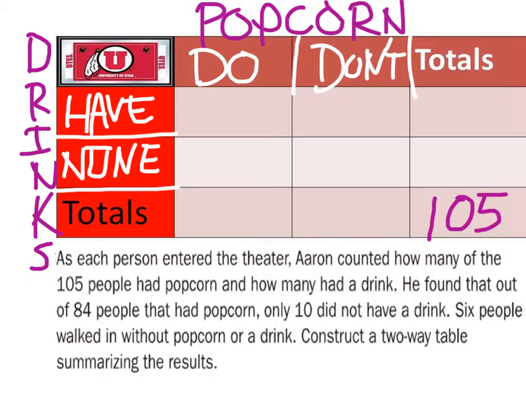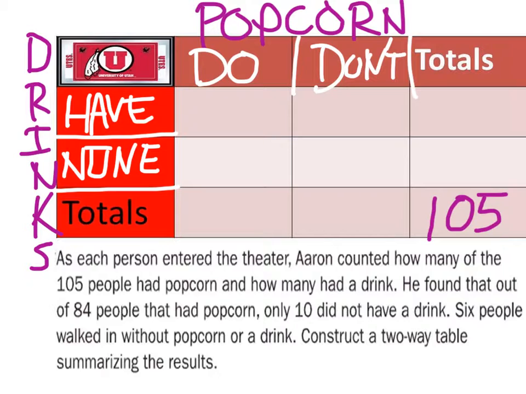He found that of 84 people that have popcorn, so 74 people have. Caden. Okay, so people who had just popcorn, 84. No, people who had popcorn, 10 of them didn't have a drink. So there's a total of 84 people that had popcorn. So where does that go? On the top left column at the top in the right. Right here? To the top left. Right there.